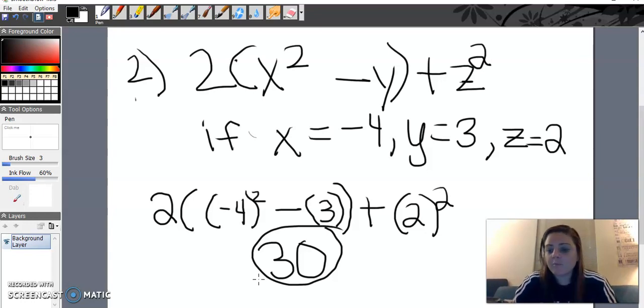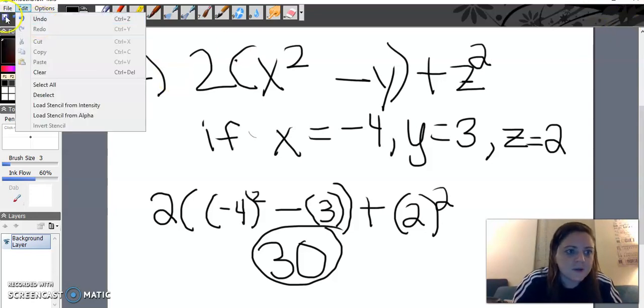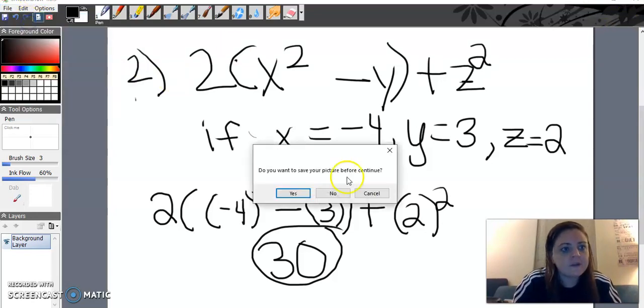Now we have one more problem, and I know this is taking a little bit, but I'm sure once I get used to doing this, it'll be a little bit quicker.